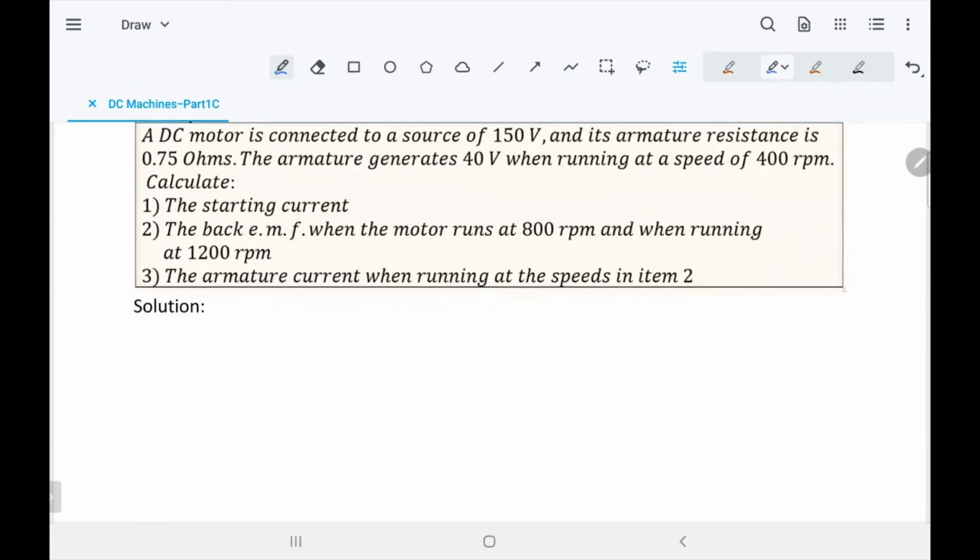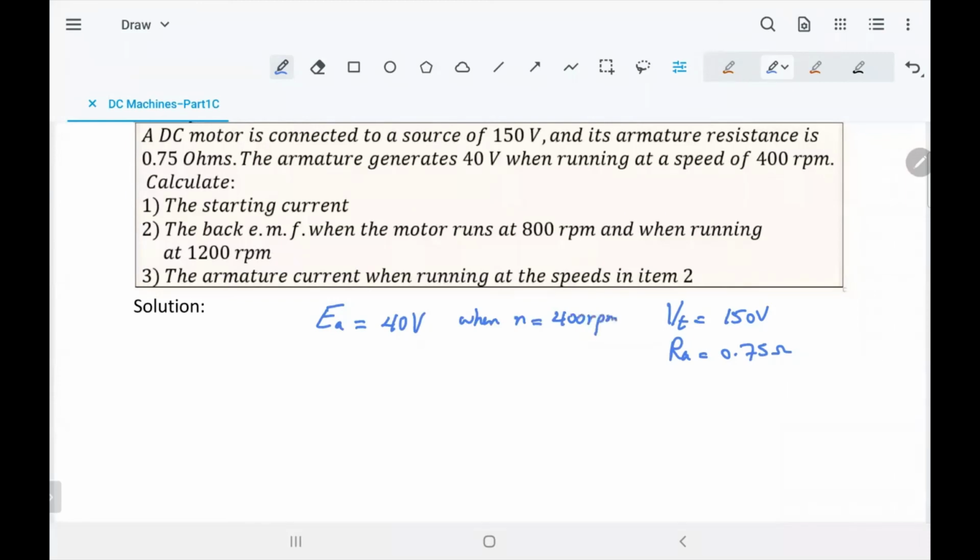So the DC motor is connected to a source of 150 volts. That's the terminal voltage, right? And its armature resistance, RA, is equal to 0.75 ohm. The armature generates 40 volts when running at a speed of 400 RPM. That's interesting information. So the armature generates what voltage? EA is equal to 40 when the speed is equal to 400 RPM.